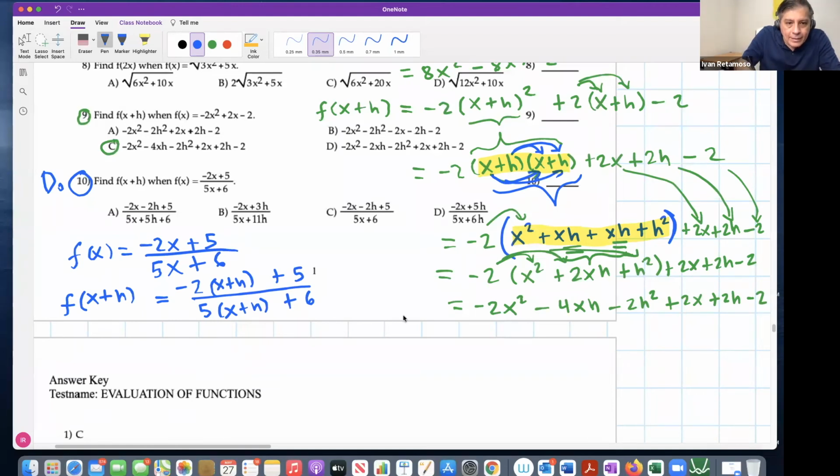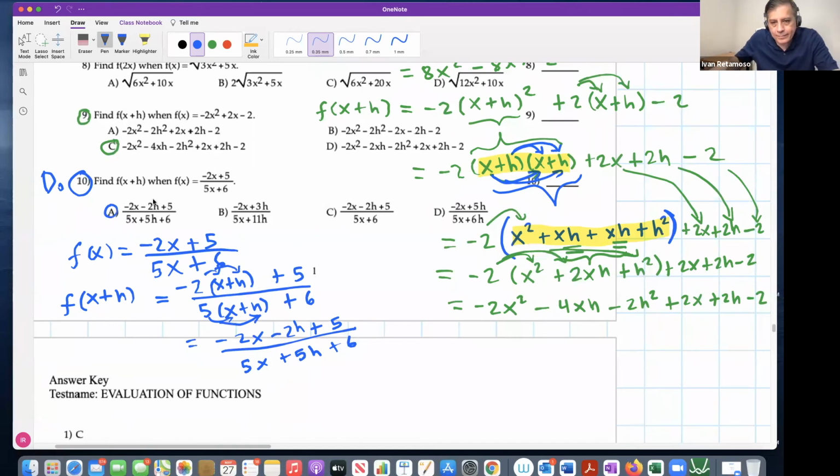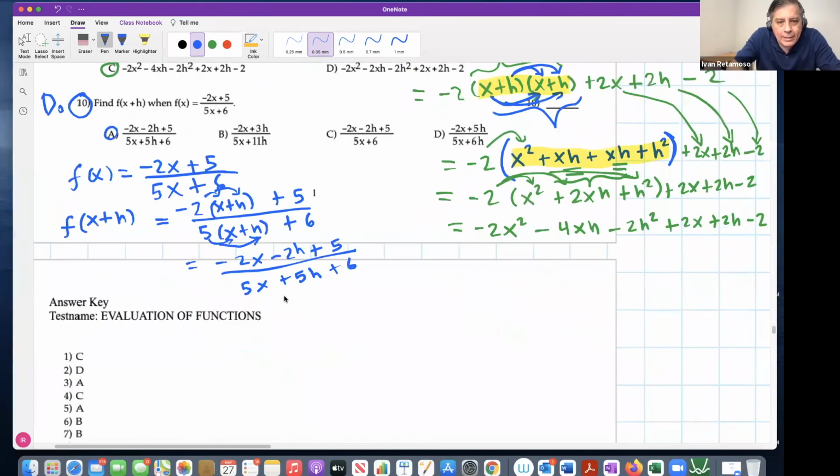Very good, right? Here, no square, so I just apply my distributive property, negative 2x minus 2h plus 5 on the top. On the bottom, 5x plus 5h plus 6. And that's it, right? This is it. And this is a perfect match with choice A. Excellent, excellent, guys.